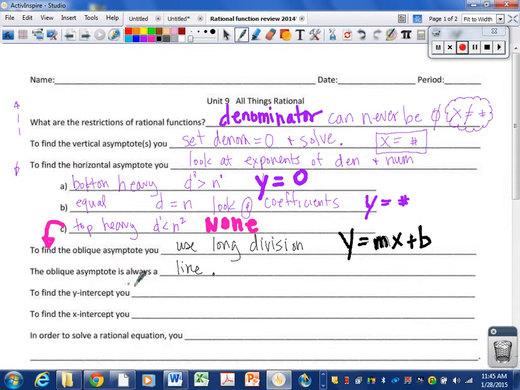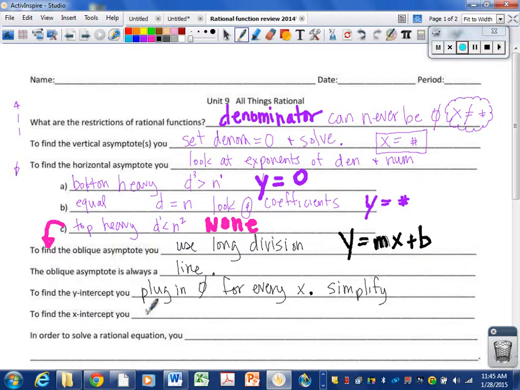Okay, to find the y-intercept, you plug in 0 for every x. Okay, and then, of course, you simplify or you divide or you reduce or whatever it is that you have to do with the numbers that remain. Okay, you could have no y-intercept. That would be a perfectly fine answer. Okay, none is different than 0. 0 means it crosses at the origin. None means it doesn't cross at all.